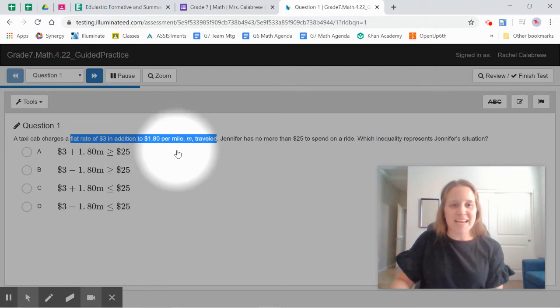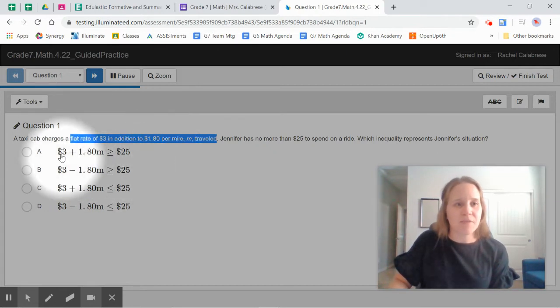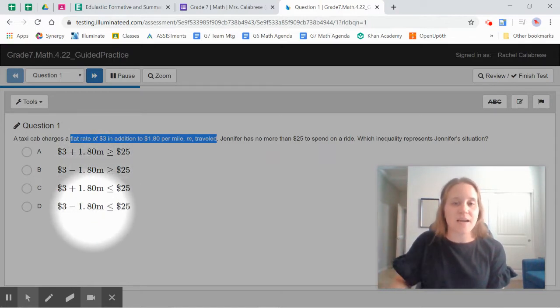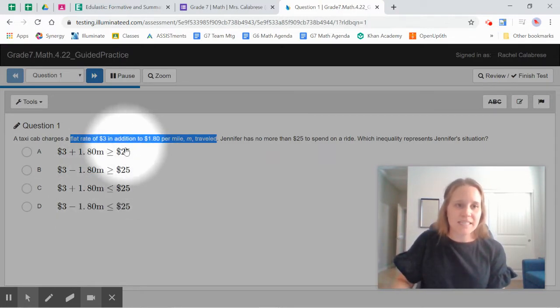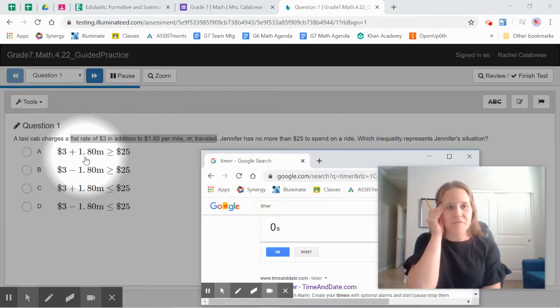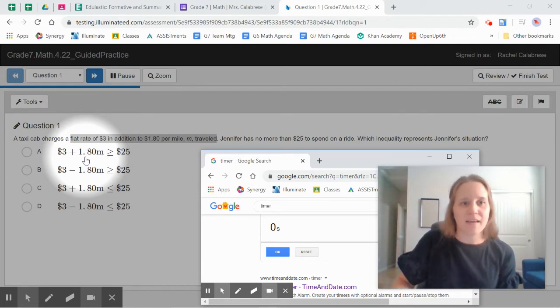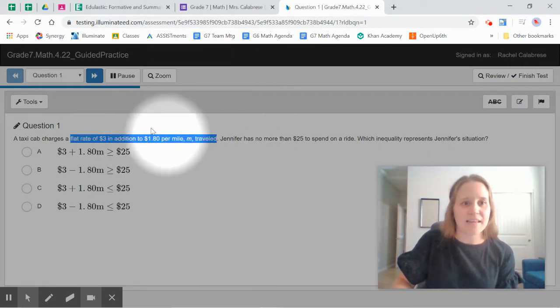Okay, that $1.80 per mile indicates that variable term. So per mile, multiply, right? So I'm looking at these and I'm seeing that flat rate, the constant term, and then the variable term, which changes based on how many miles I travel. It says in addition to, and I'm just thinking like the fee, the flat rate at the beginning when you hire the cab, and then the additional cost for mileage, I'm adding those together.